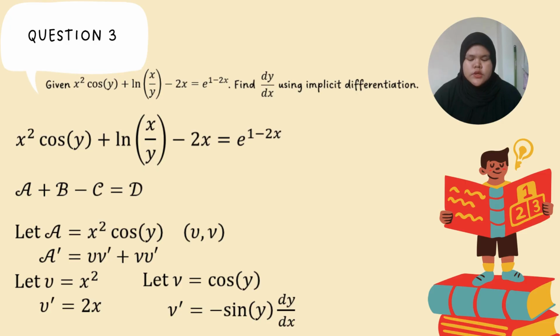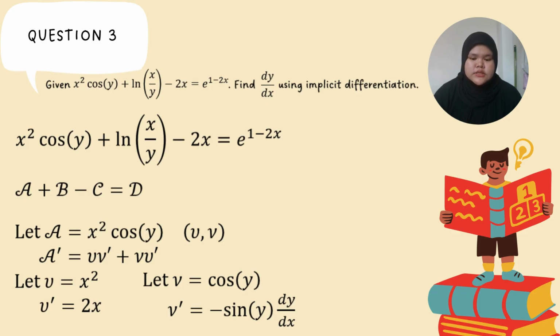So I will explain implicit differentiation. The question is x squared cos y plus ln x over y minus 2x equal to e to the power of 1 minus 2x. Let a equal x squared cos y. We use uv, a prime equal u v prime plus v u prime. Here we use the product rule. Let u equal x squared, u prime equal 2x. Let v equal cos y, v prime equal negative sine y dy/dx.